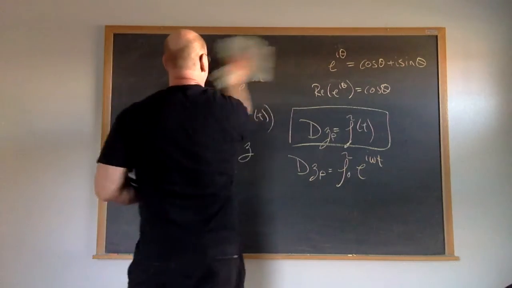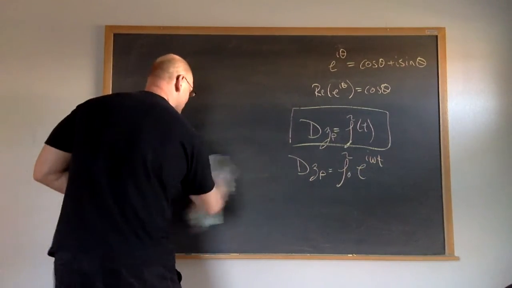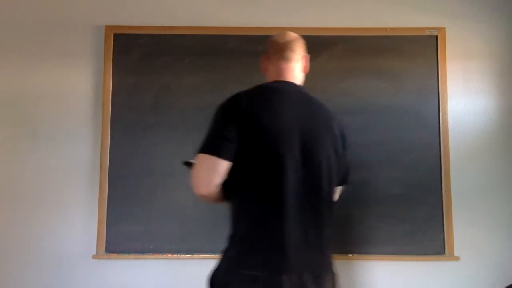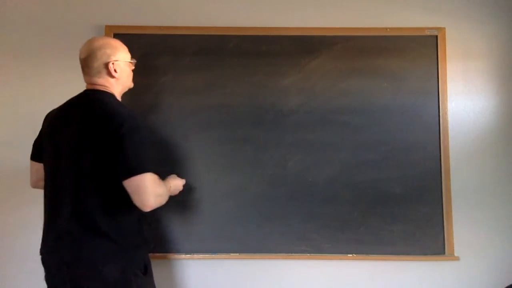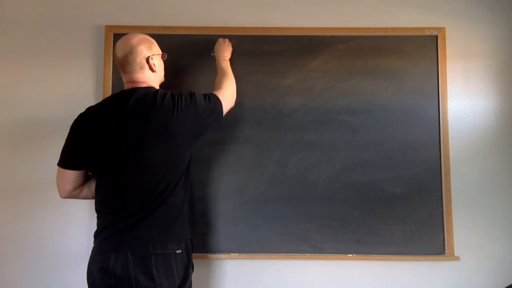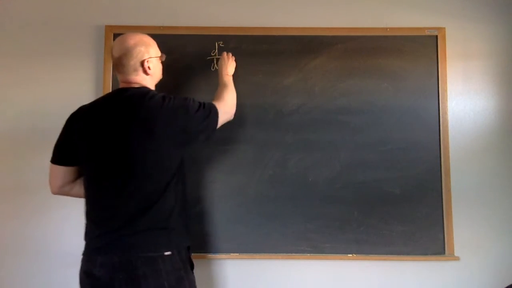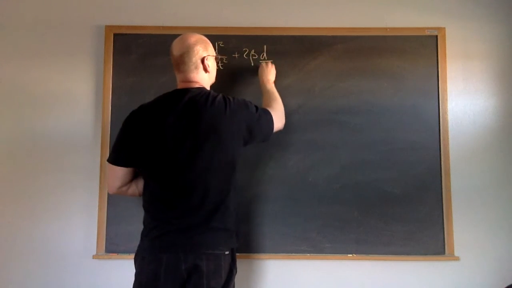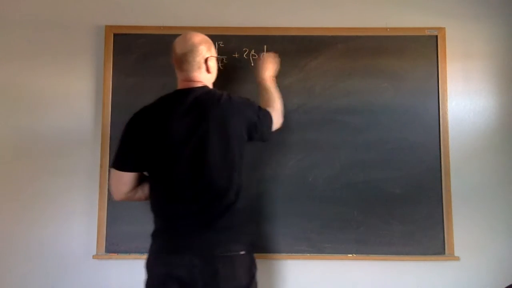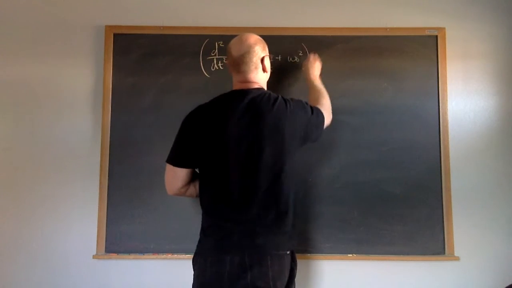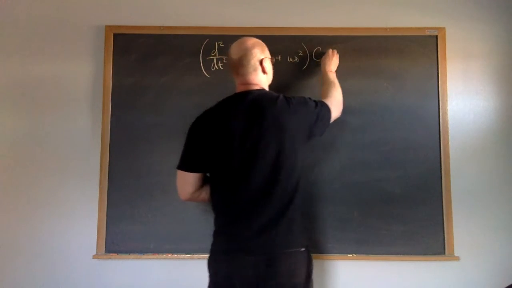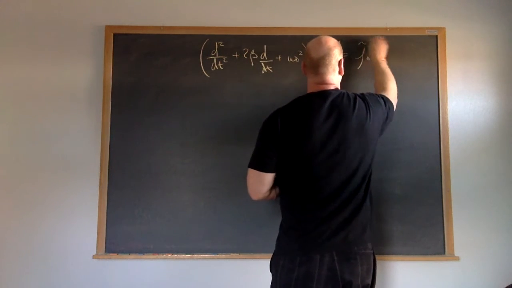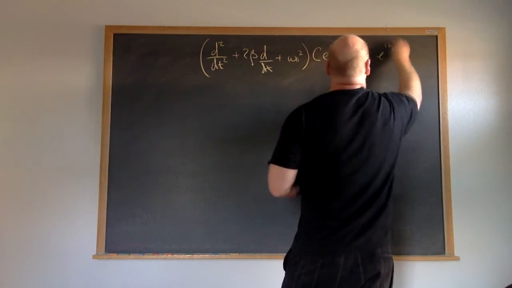So let's take this ansatz for our particular solution and determine what that coefficient is. Let's remind ourselves our differential operator becomes the second time derivative plus twice beta times the first time derivative plus omega 0 squared, all acting on some constant c times e to the i omega t, and we want that equal to some f0 tilde e to the i omega t.